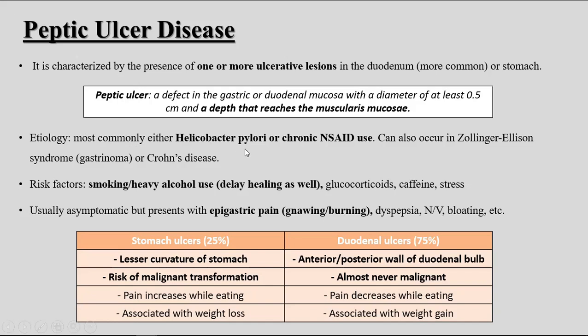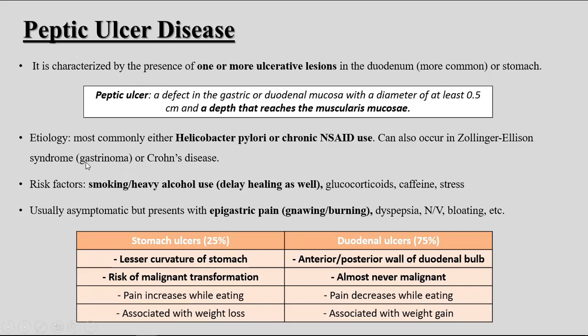That's either a Helicobacter pylori infection or chronic NSAID use. In both of these conditions, you have an imbalance between the protective factors of the stomach, like the mucin and the bicarbonate that's usually produced, versus the acidic factors that are increased by these conditions. It can also happen in some other very rare conditions like Zollinger-Ellison syndrome, wherein you have a gastrinoma.